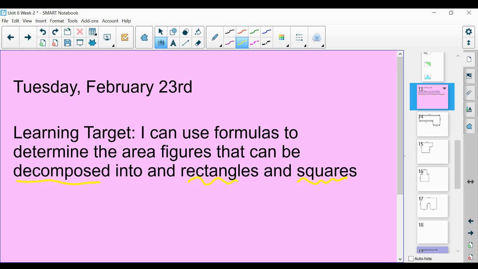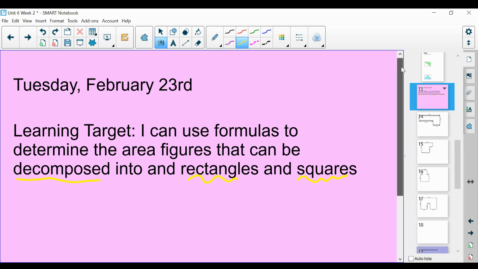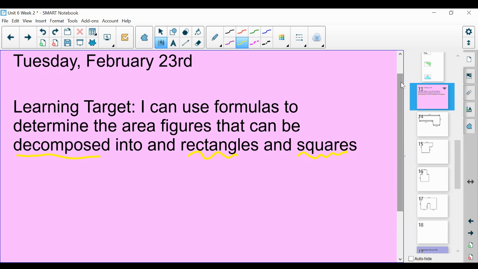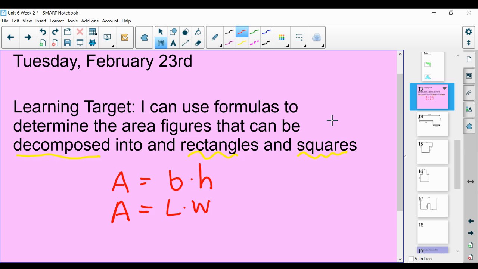So, what you're going to see today are some irregular figures that you don't necessarily see a lot, that are kind of uncommon. But what we can do is use our area formula for rectangles and squares, area equals base times height, or area equals length times width, to find the area of them. And then after we decompose them, separate them, we'll put them back together to find the total area.